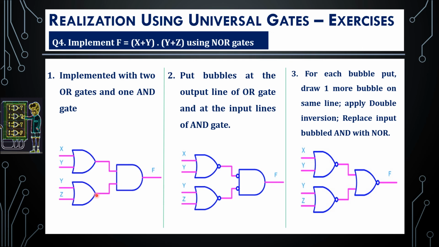On the same line we are having two bubbles, so the bubbling effect gets cancelled, according to the double inversion law. Now in the next step we need to convert this input bubbled AND to a NOR gate. So in the final expression we'll be getting three NOR gates to implement this given function.